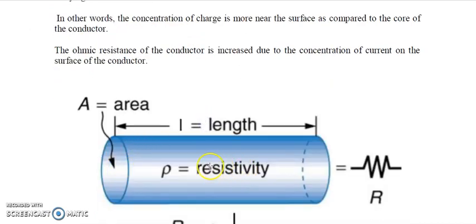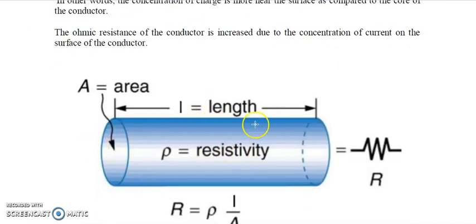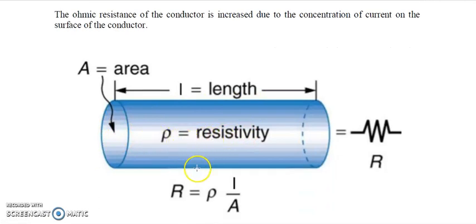See, this is the conductor. Let us assume this is a conductor having a length L as well as resistivity rho. So the resistance equals rho L by A, where A is the area of cross section. Here in the skin effect, what happens? Current doesn't flow inside the conductor. Instead of that, it flows around the conductor.